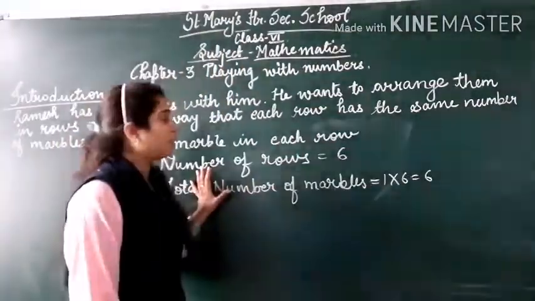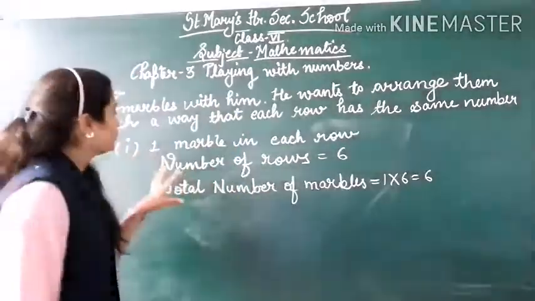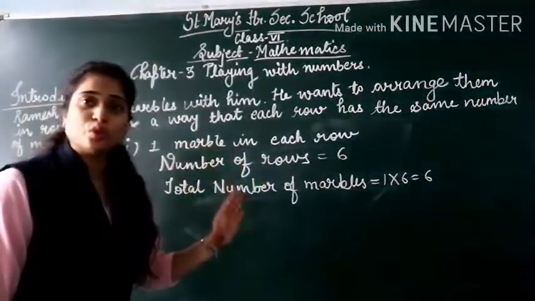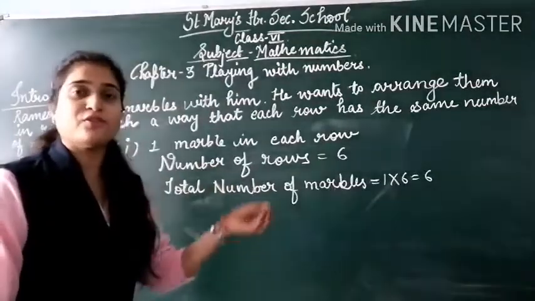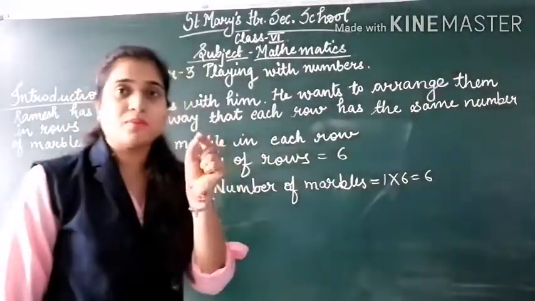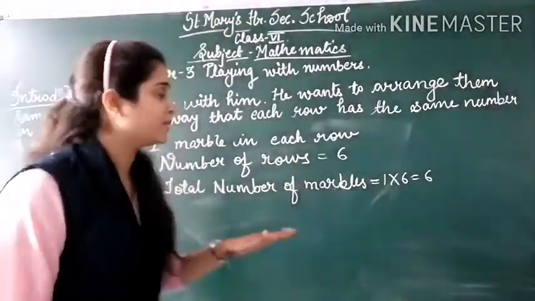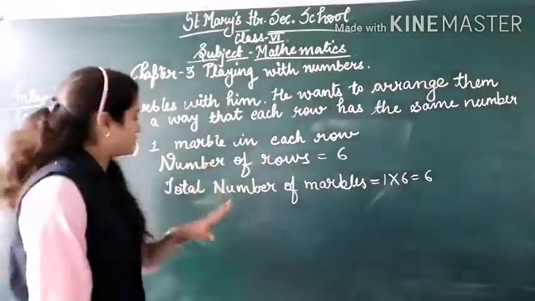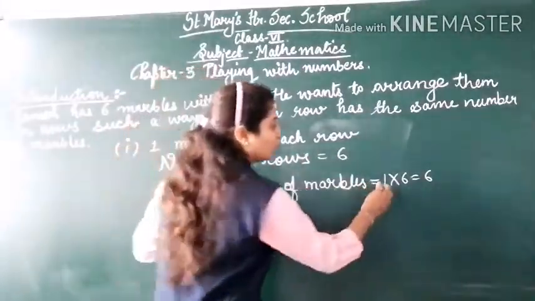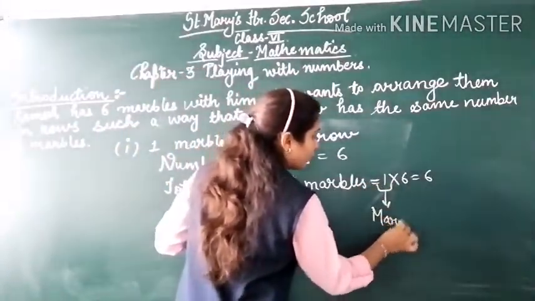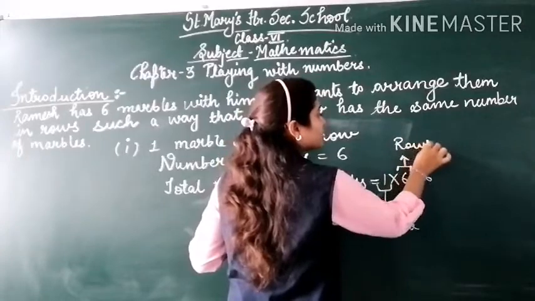Let us see the first way in which he can arrange the marbles. This is the first method: one marble in each row. If he is keeping one marble in one row, then how many rows does he need? He needs 6 rows because there are a total of 6 marbles. So total number of marbles is equal to one marble in each row, and 6 rows. So 1 into 6 is equal to 6.